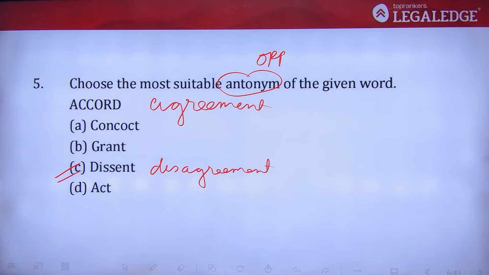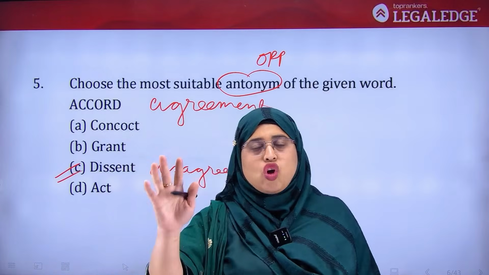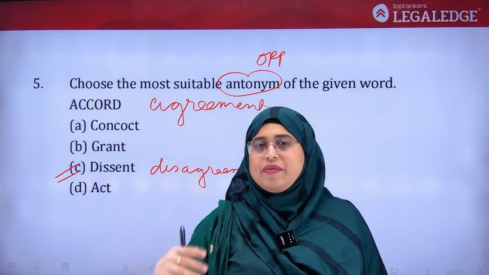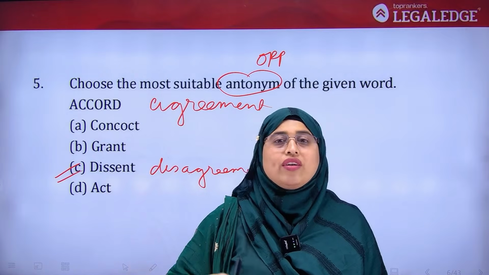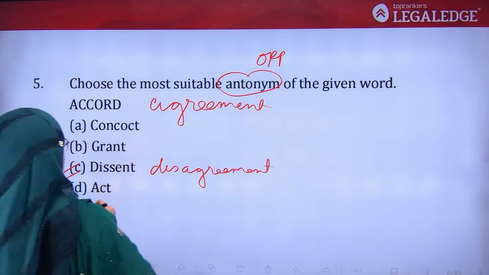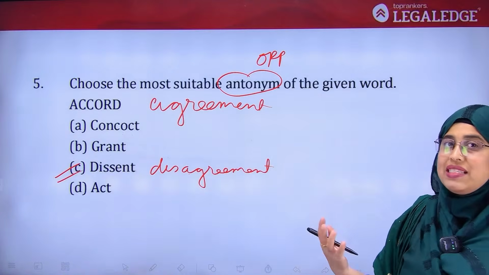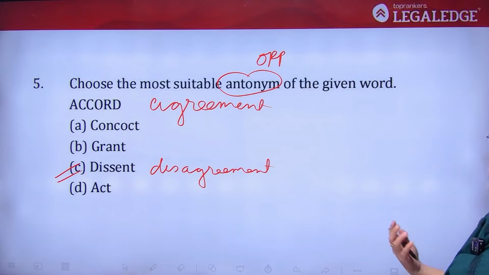Now, when we talk about the other words, students, like concoct. Concoct is something which we create or devise. Alright. Please stop concocting stories. That means you should not create your own stories. Concoct a story. So, that's why we use concoct. Grant, when we grant something, when we give approval for something, when we provide something to others. Alright, like we grant leave to somebody. So, obviously students, a correct antonym will be agreement. For accord, agreement will be dissent or disagreement.